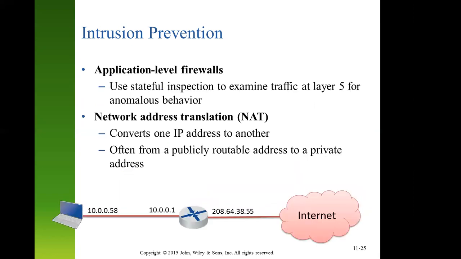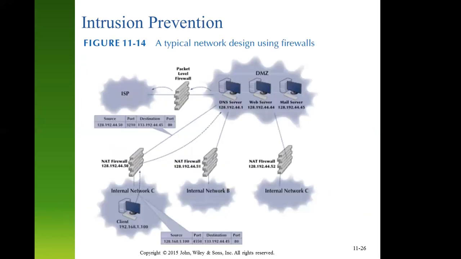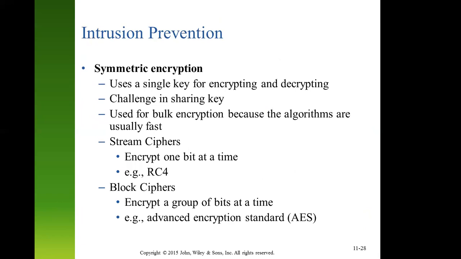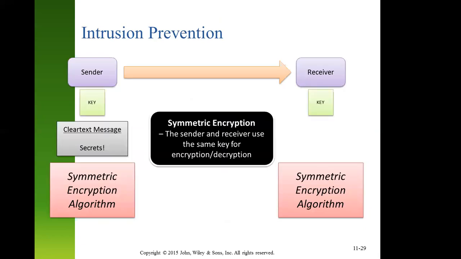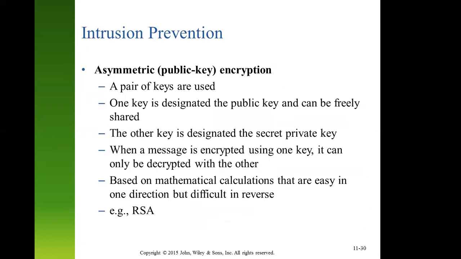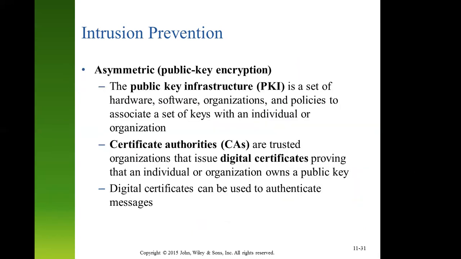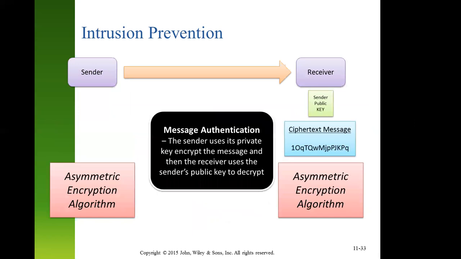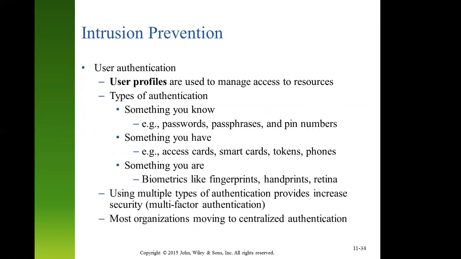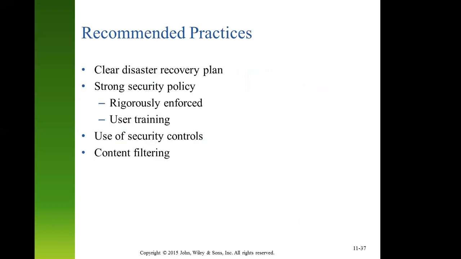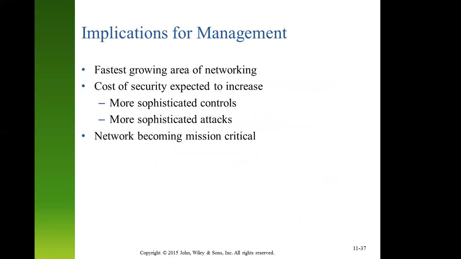Network address translation, need to talk about that. Encryption, we'll talk about encryption. Symmetric and asymmetric encryption. There's a lot to chapter 11. User profiles, DMZ, demilitarized zone. So I got about another hour of talking here, but I'm out of time.